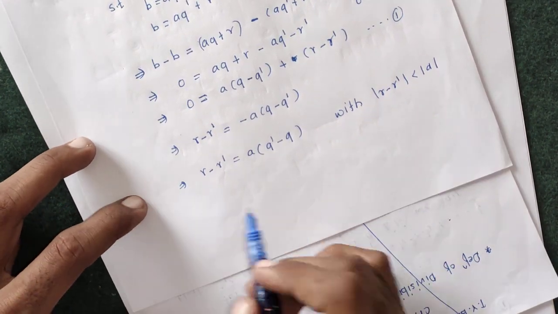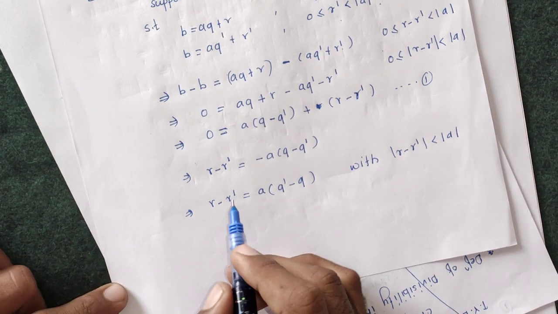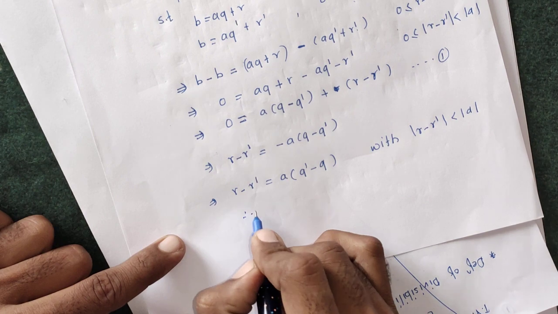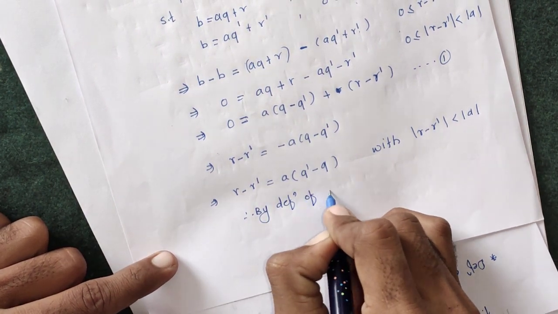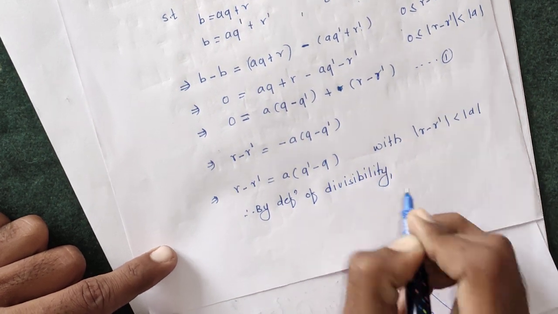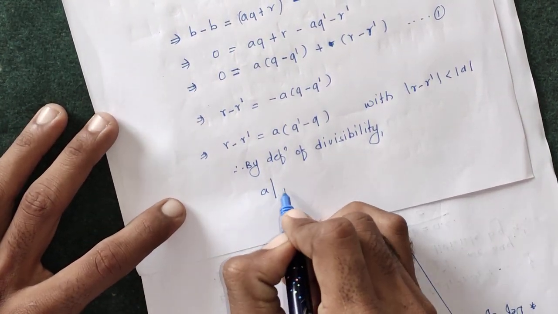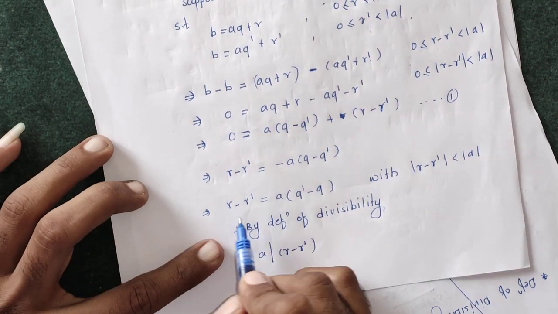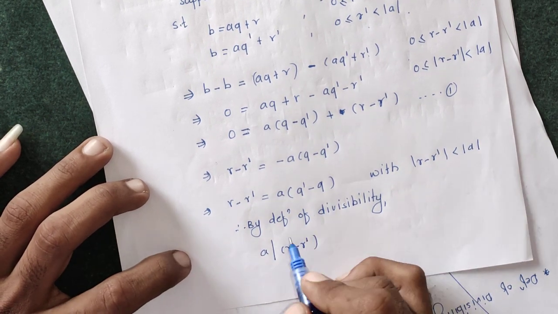Consider this equation, r minus r prime is equal to a times q prime minus q. This is again of the form b is equal to aq. Therefore, by the definition of divisibility, we get a divides r minus r prime. This equation is in the form b is equal to aq, so a divides b.